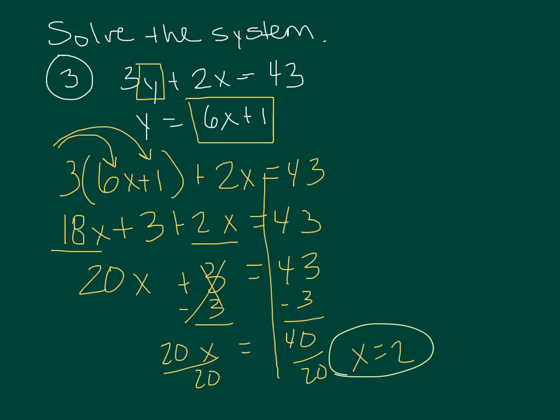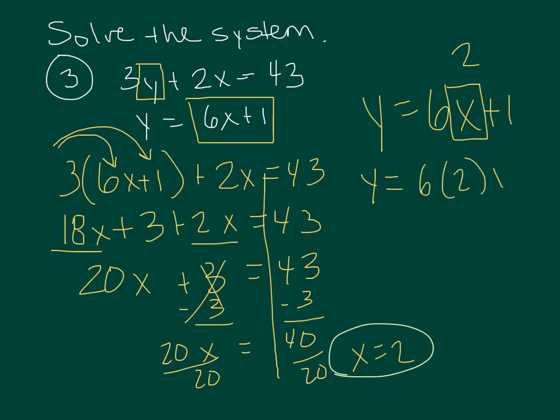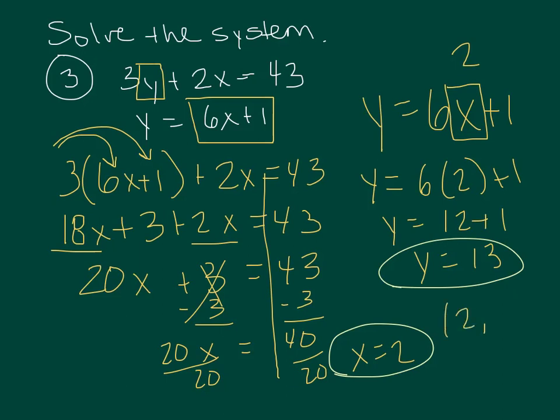Okay, now again, it does not matter which one you plug it into. There's always one that's going to be a little bit easier. So if you look at this one, I'm going to plug it into the bottom one. y equals 6x plus 1. It's just less complicated. So I'm going to replace the x with a 2. So this is y equals 6 times 2 plus 1. So y equals 12 plus 1. So y equals 13. Alright, I have an x value and I have a y value, but I'm not done. My answer to every system is a point. So my answer needs to be written as a point. So my answer is 2, 13.